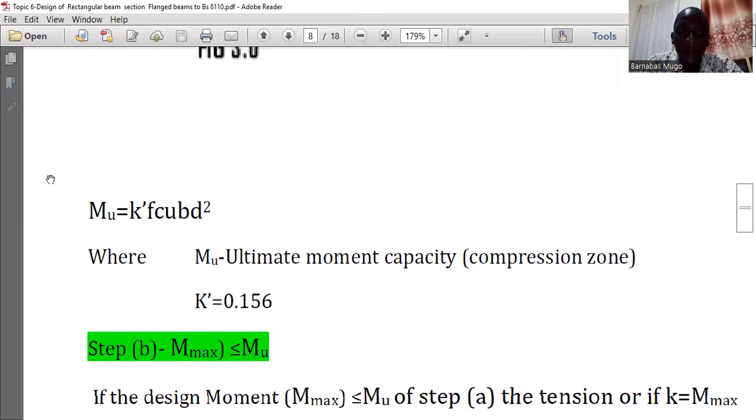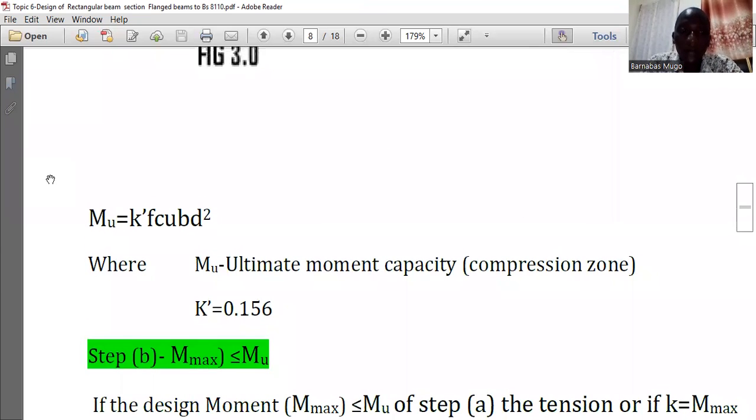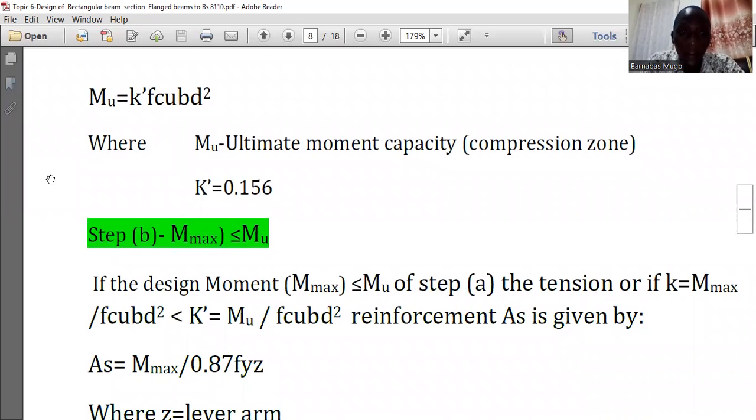Then you need to know that that MU that we are calculating is always given by K prime FCU BD squared. K prime will always be 0.156. FCU is the characteristic strength of concrete. We say that it is dependent on the strength of the concrete. Then we need to know BD squared. B is the value that we have calculated, the one we are assessing in the beam, and D the same. So you need to square the D.